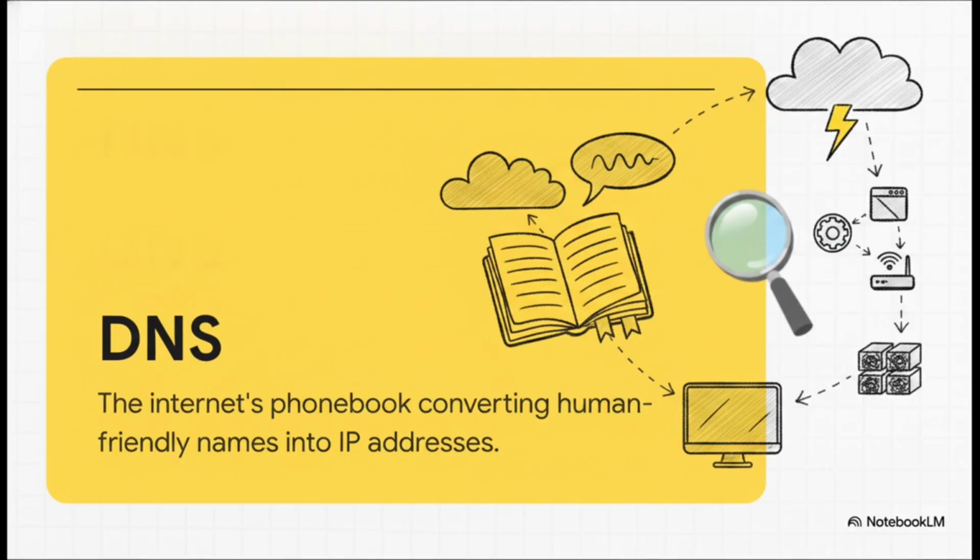Enter DNS, or the domain name system. It essentially acts as the internet's phone book. Your device has to convert google.com into a numerical IP address, something like 142.250.whatever. So your computer rapidly checks its own browser cache, the operating system cache, and your router's cache. If it still can't find it, the request travels to your internet service provider to get those exact numerical coordinates.